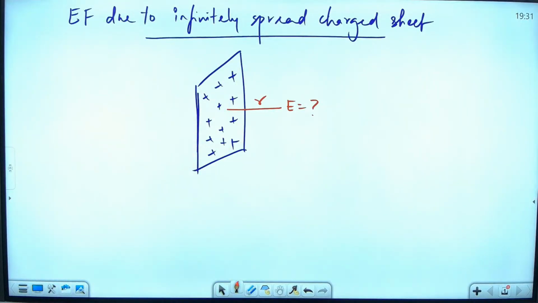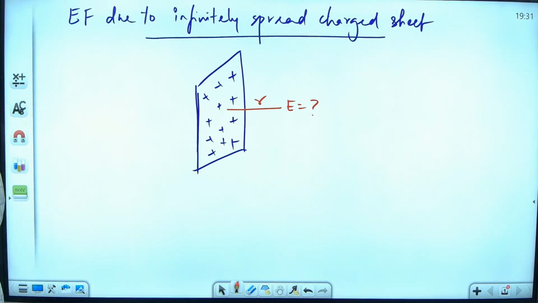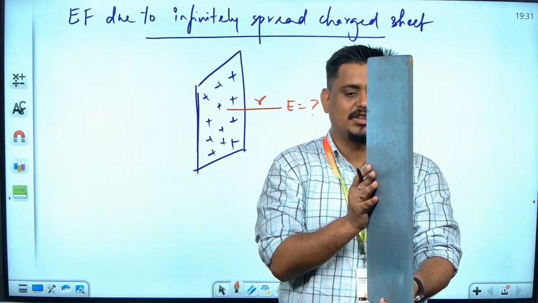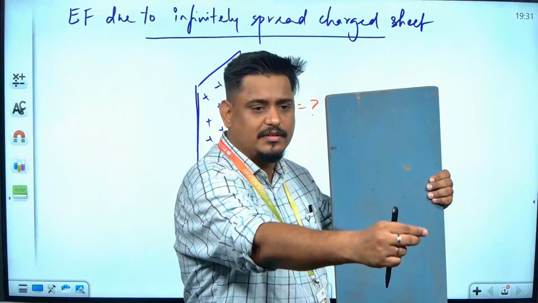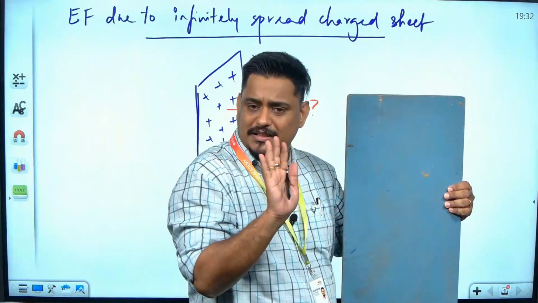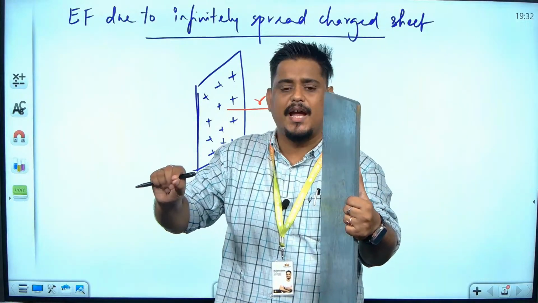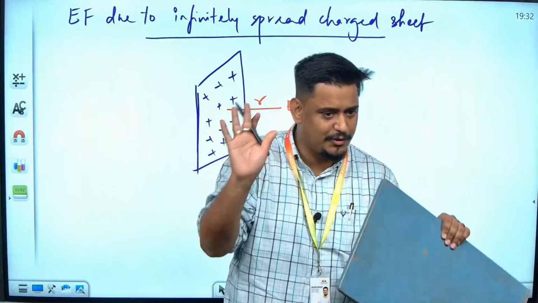I want to find, if I have a charge sheet, and I am going r distance away, then what is my electric field? I hope you are understanding. Suppose there is a sheet, a charge sheet, right? And for this charge sheet, if I go some distance away, then what is the electric field at this point? That is my aim of finding. I hope it is clear to you. Charge sheet, I am going r distance away, and I am finding at this point what would be my electric field.